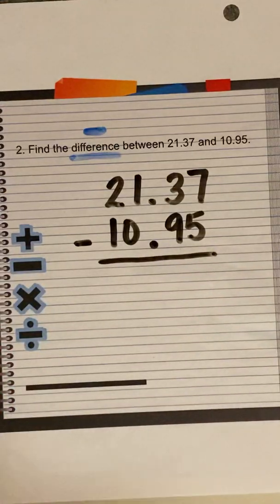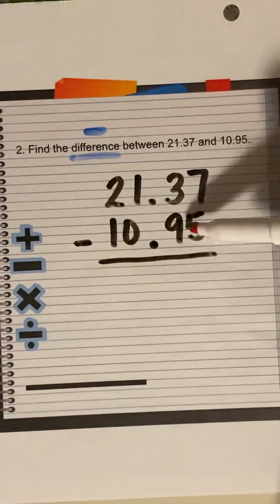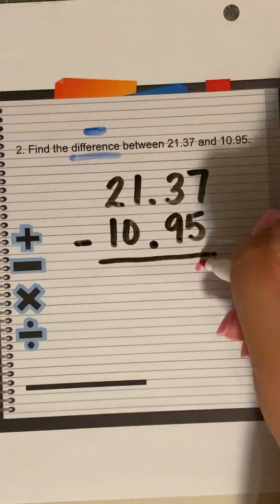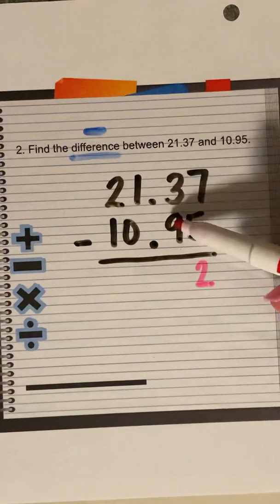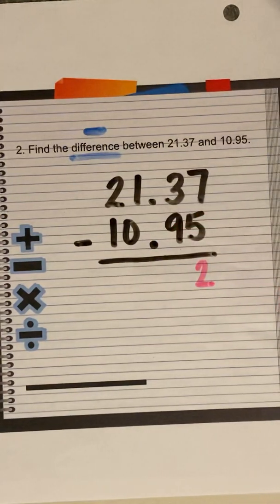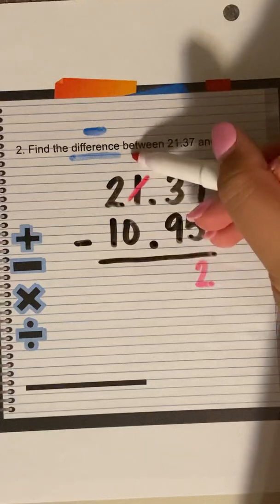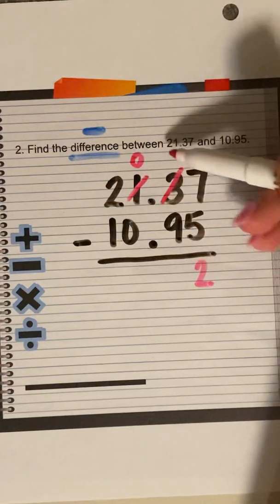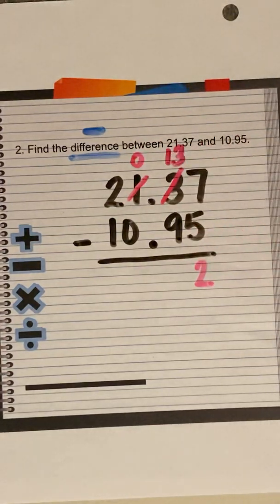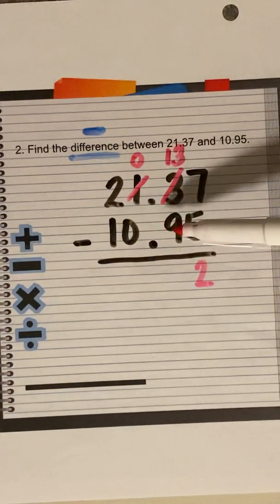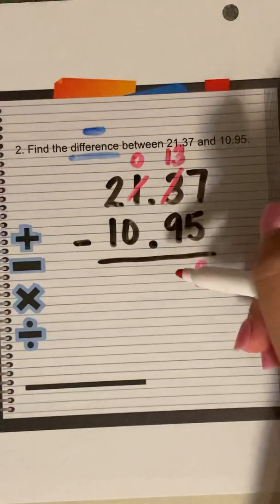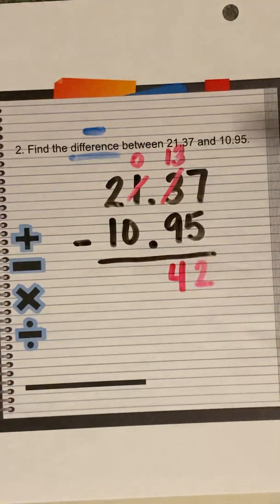All right, now when we are subtracting, that means we're not adding, everybody. So when we subtract, 7 minus 5 is 2. 3 minus 9, you cannot do that. So you have to borrow. This 1 becomes a 0, making this 3 a 13. Now, 13 minus 9. So you can say, okay, 9, 10, 11, 12, 13. Oh, it's 4.